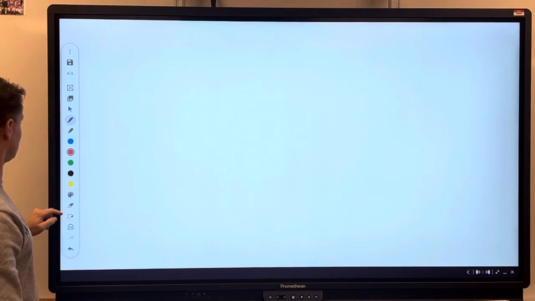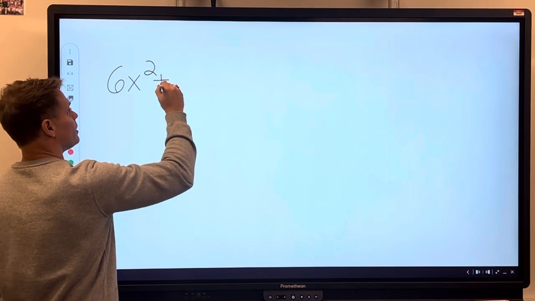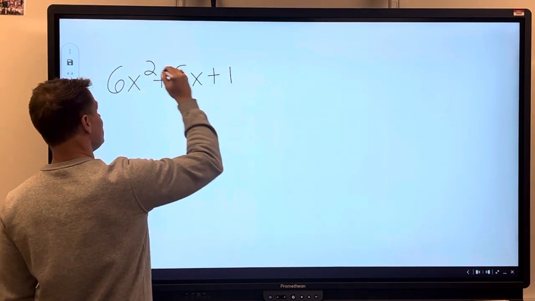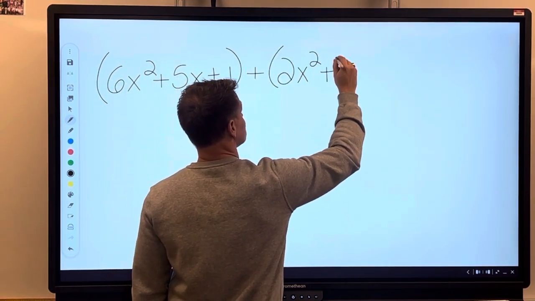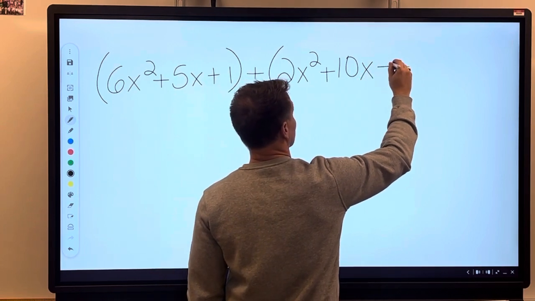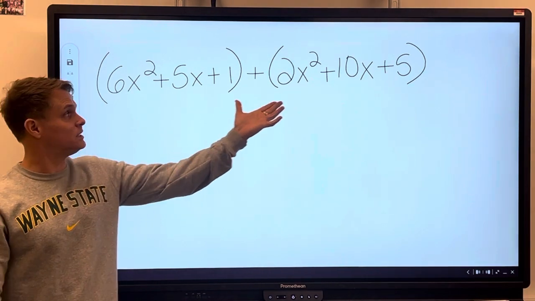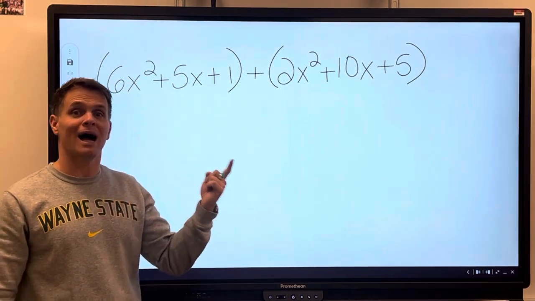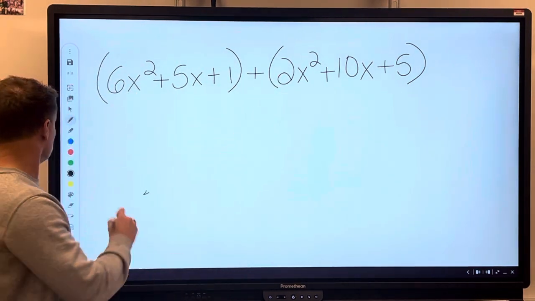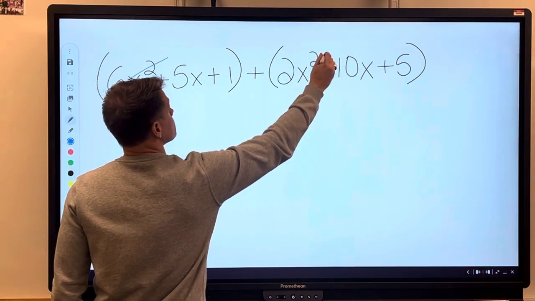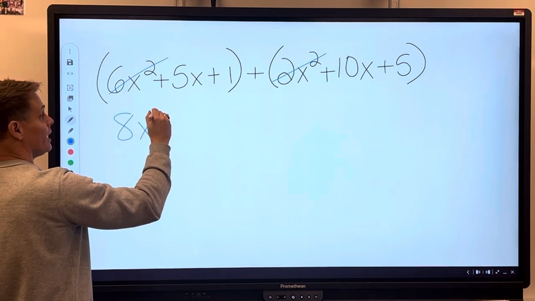If we looked at another example, let's say we have 6x squared plus 5x plus 1 plus 2x squared plus 10x plus 5. Now I have 3 terms and 3 terms. I'm going to look for the highest exponents first. Highest exponents here are a 2 and a 2. So I'm going to add those. 6 plus 2 is 8. I keep the variable and the exponent the same.